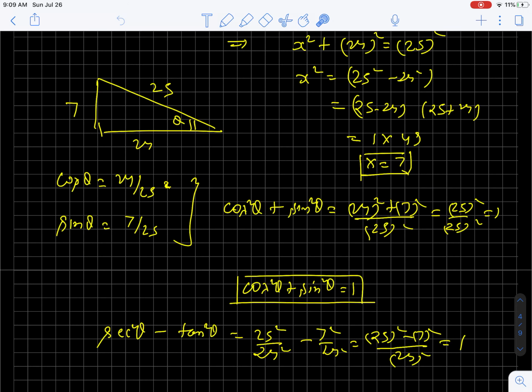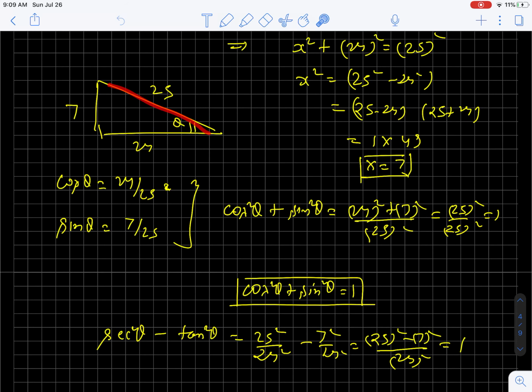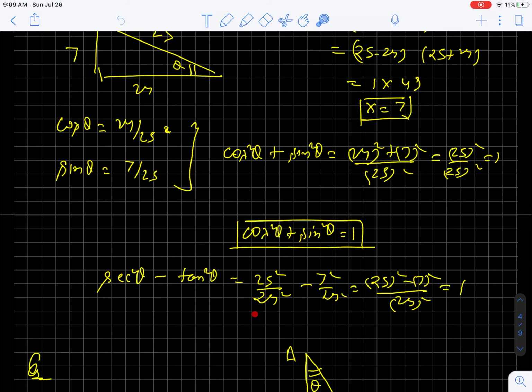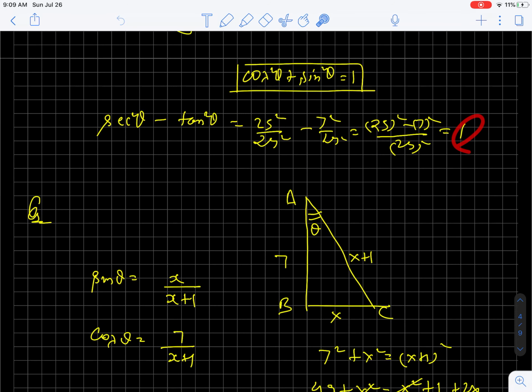Now they are asking to find the value of sec square theta minus tan square theta. Put the values. Sec theta is 25 by 24. Tan theta is 7 by 24. Okay. And 25 square by 24 square minus 7 square by 24 square. 25 square minus 7 square is 24 square. So in that case, numerator and denominator are the same. You will get the value: sec square theta minus tan square theta equal to 1.